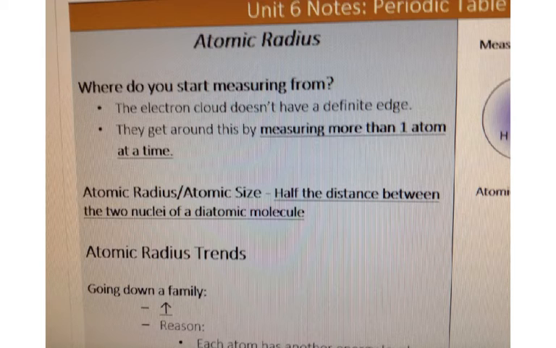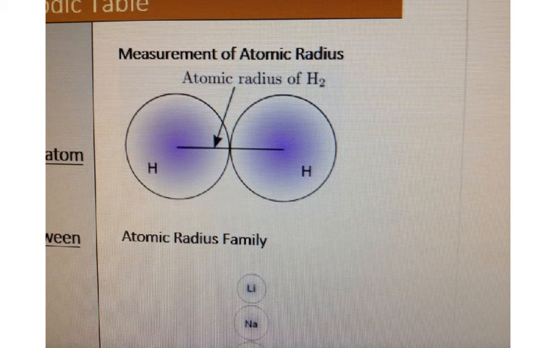Same thing occurs with an atom. So what they ended up doing is they take half the distance between the two nuclei of a diatomic molecule. I think it's easiest to understand with a visual. They find two nuclei, measure that distance, and then just divide it by 2. That is defined as the atomic radius of whatever element you are talking about. In this case, we would be talking about hydrogen.